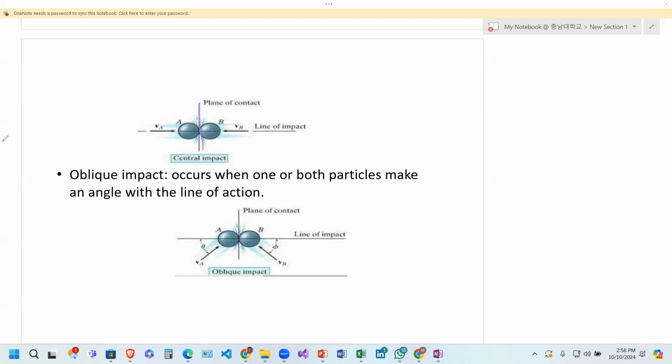Now we also have oblique, or angular, impact. This occurs when one or both particles make an angle with the line of action. This is the line of action, this is the line of impact, and this is the plane of contact at which the bodies are in contact after collision. One of the bodies is moving at an angle. Let's say A makes an oblique angle theta, and the other makes an oblique angle phi. This kind of impact is what we call oblique impact.